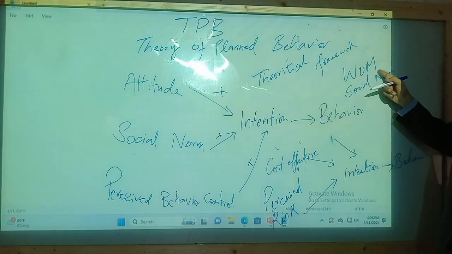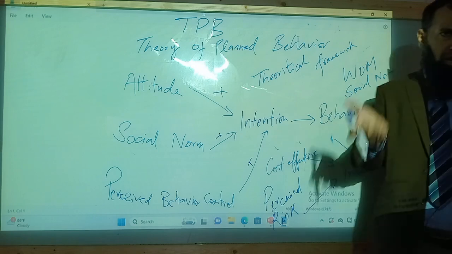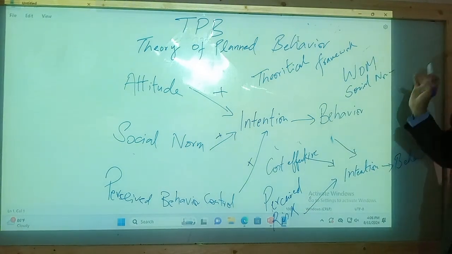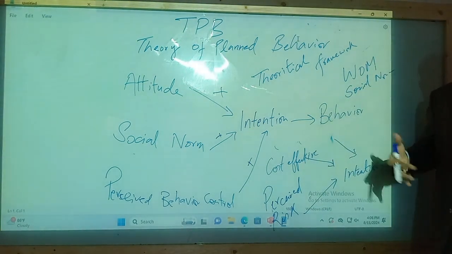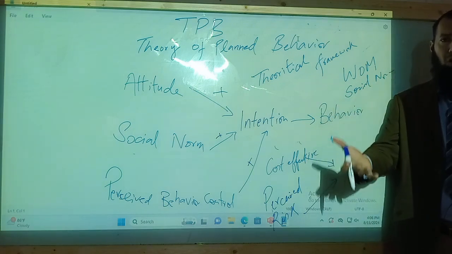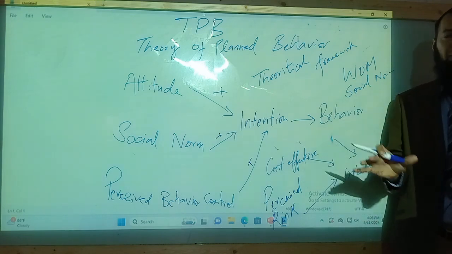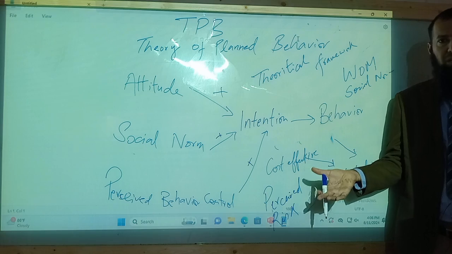The difference is word of mouth can be positive, it can be negative. Can it be? It can be both. But social norm is something which is being used, being adopted by the friends and family. It is adopted by the friends and family. It is norm. It is culture.